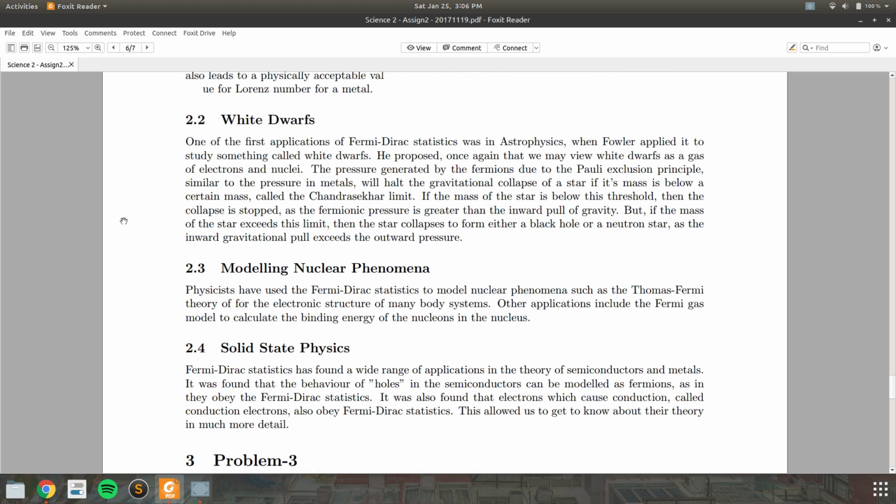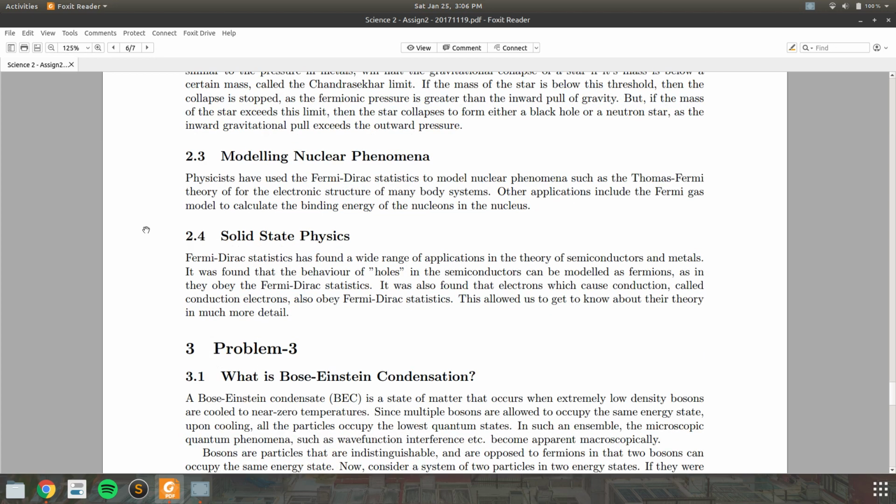We can also use Fermi-Dirac statistics for modeling nuclear phenomena. Physicists have used Fermi-Dirac statistics to model nuclear phenomena such as the Thomas-Fermi theory for the electron structure of many-body systems. Other applications include the Fermi gas model to calculate the binding energy of the nucleons in the nucleus.